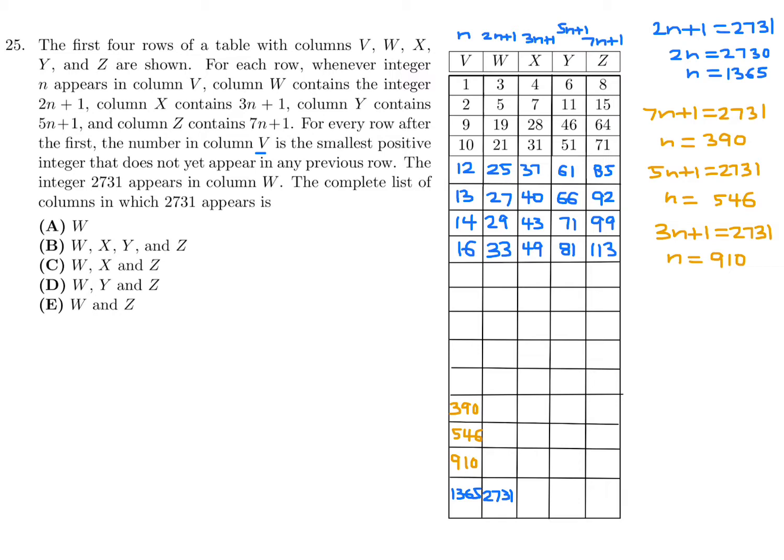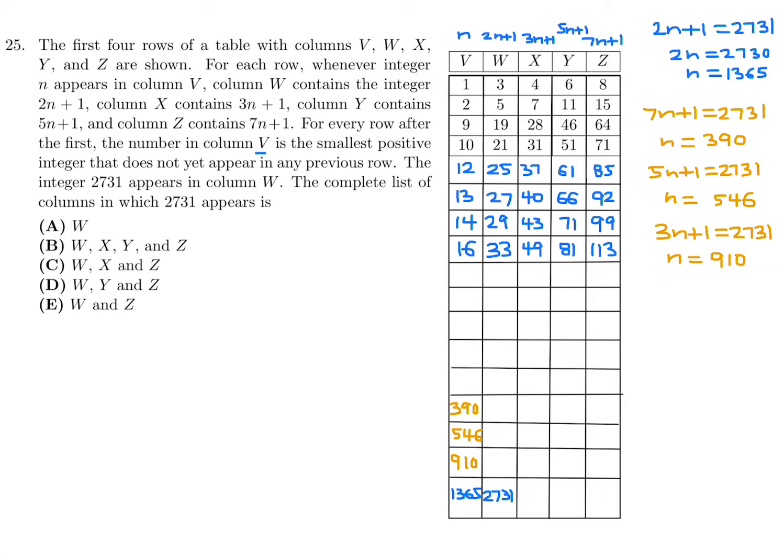And the reason I have to prove that these actually do appear in V or not is because if they appeared somewhere else, let's say 390 appeared here, then it cannot appear here. As the rule states right here, for every row after the first, the number in column V is the smallest positive integer that does not yet appear in the previous row. If that number has already appeared somewhere in previous rows, it can never appear in column V after that row.